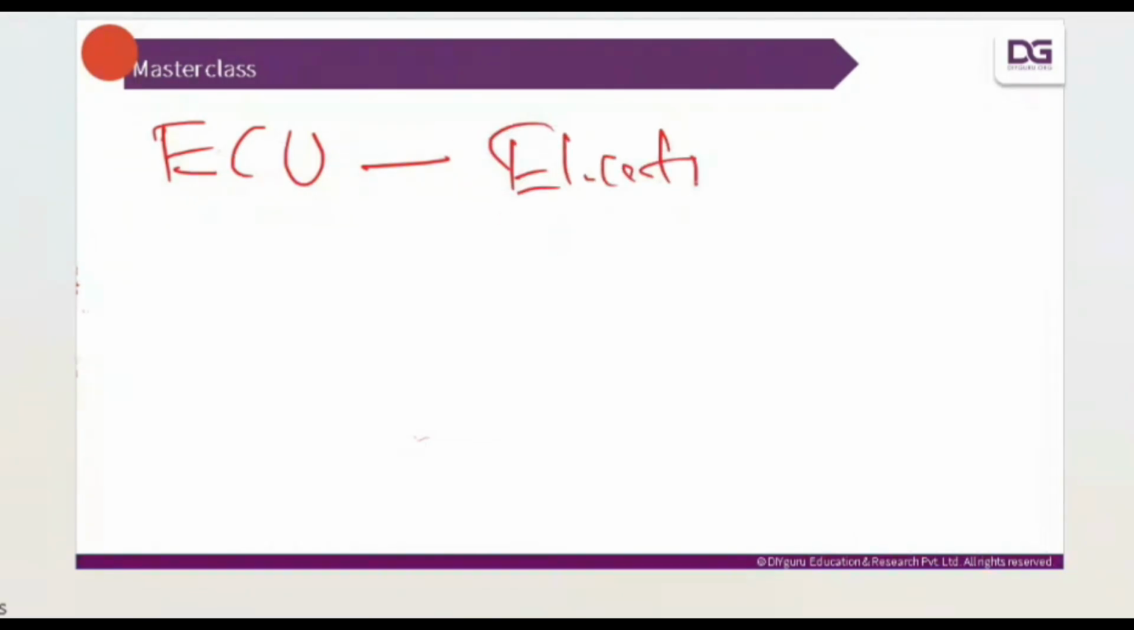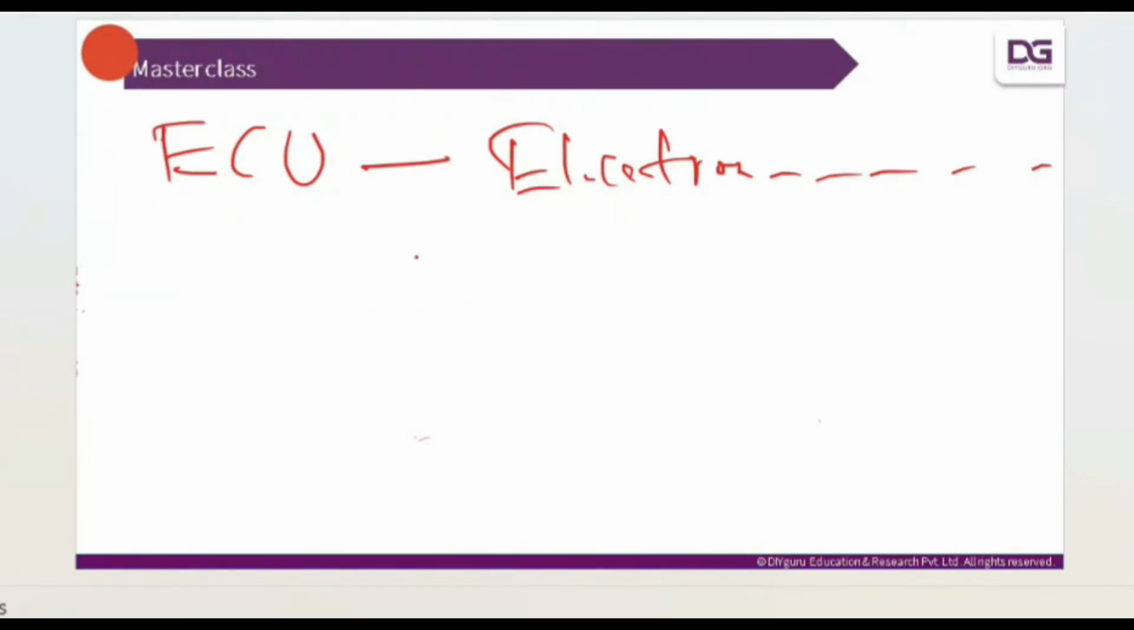I hope that you guys have an understanding of what you mean by ECU. Anyone, who can tell me what you mean by ECU? What is the role of ECU? Electronic control unit. Yes. So this is electronic control unit, right?